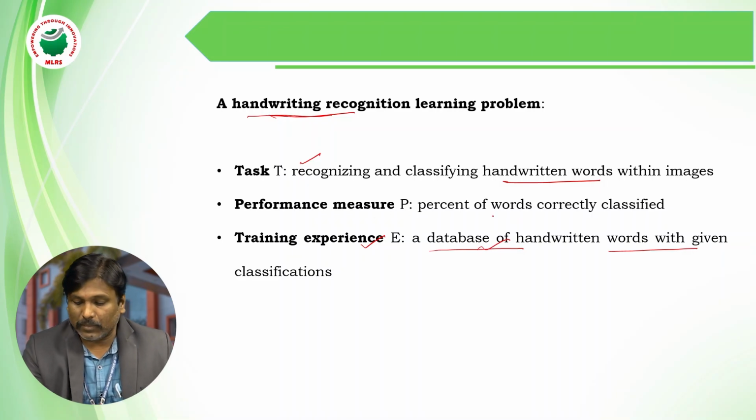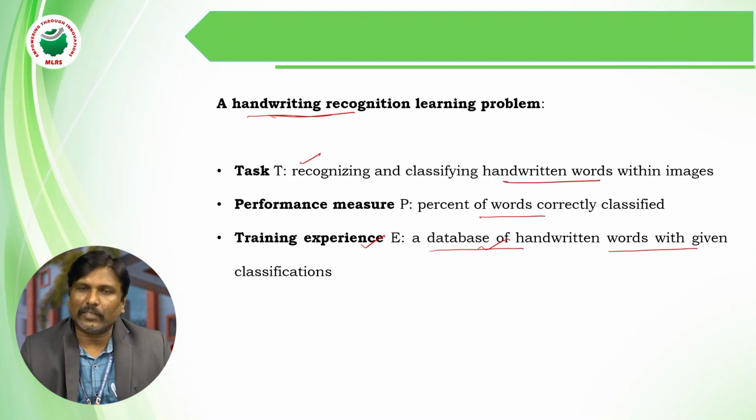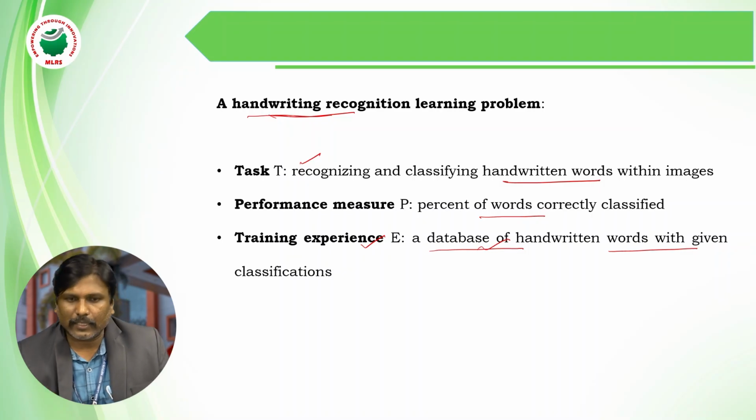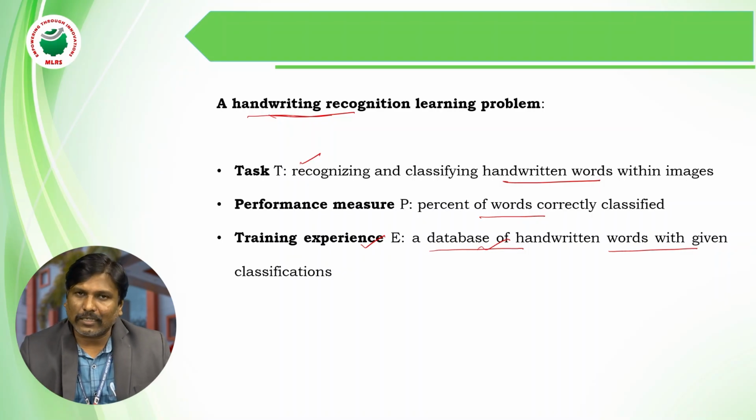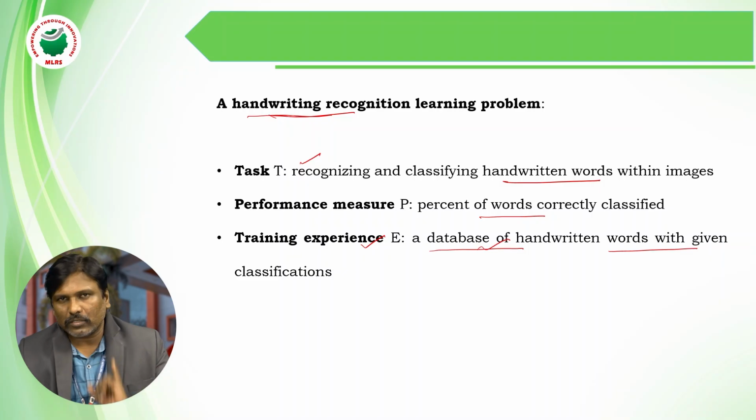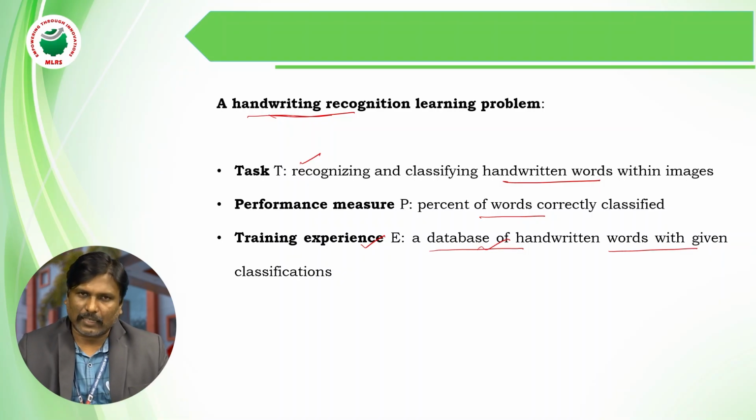So what is my performance? The percentage of words I can identify or classify correctly. So for the handwriting recognition problem, my task is recognizing or classifying the words, performance is how many words I can correctly identify or classify, and the third is experience: a data set of handwritten words with the given classifications.